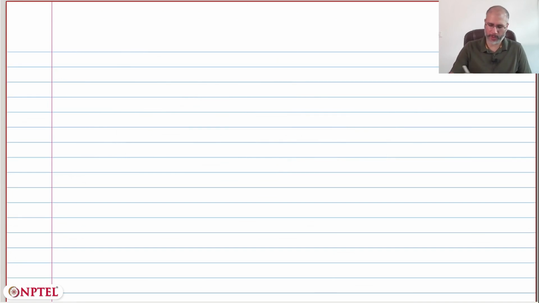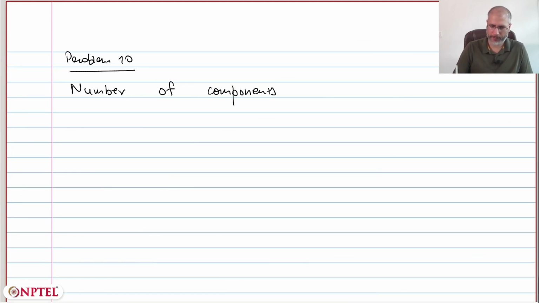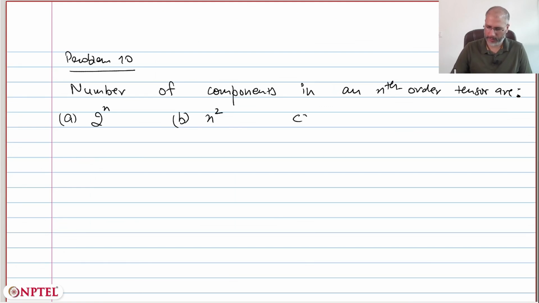So now we move on to the last problem of this tutorial. That's problem 10. The number of components in an nth order tensor are, and we have four options. The first option is 2 to the power of n. The second option is n squared. The third option is n cubed. And the fourth option is 3 to the power of n.